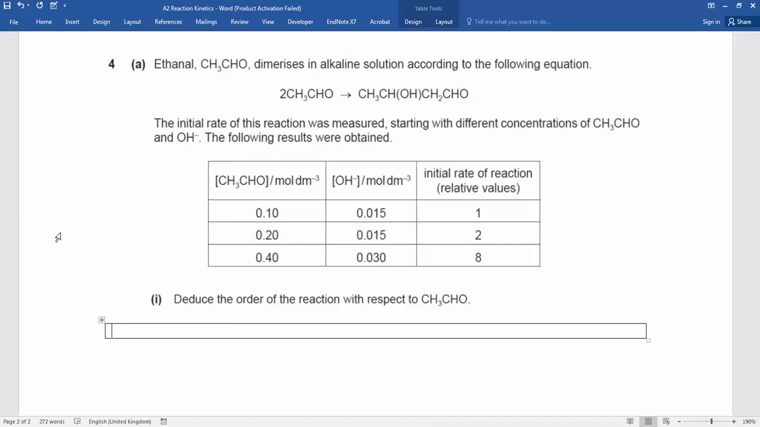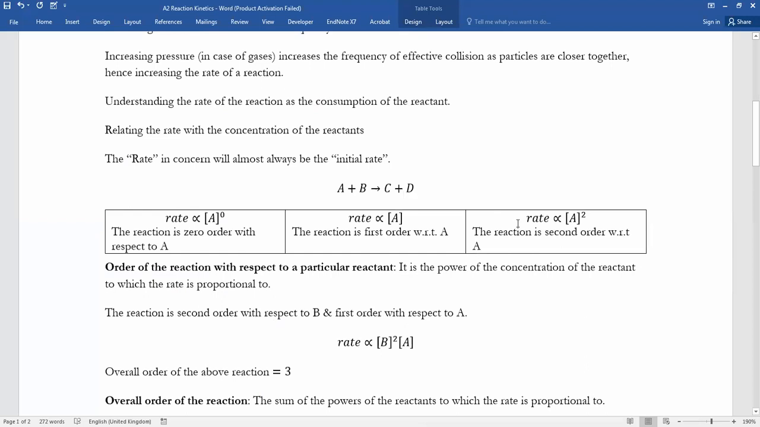First order, second order. What does second order mean? Understand this thing, I'll take it again. Second order means that if you double the concentration, the rate increases 4 times. If you triple the concentration, the rate will increase 9 times. If you increase the concentration 5 times, the rate will increase 25 times, the square of it. Is this clear or not?